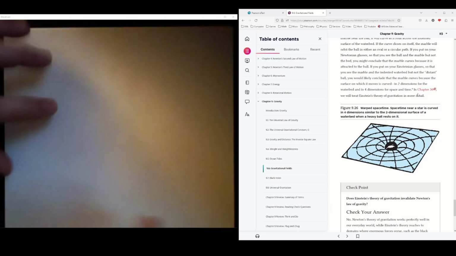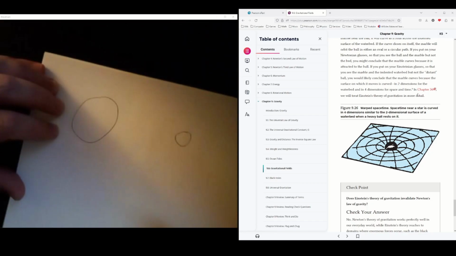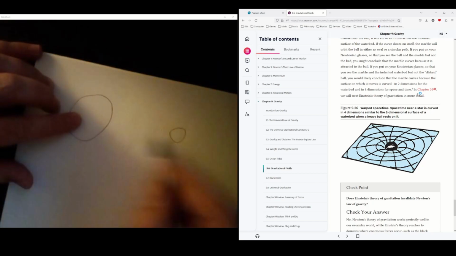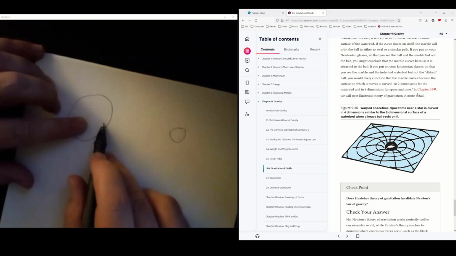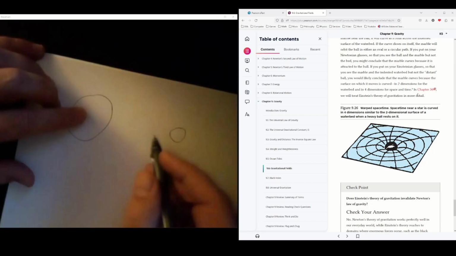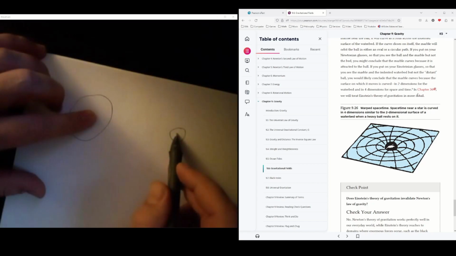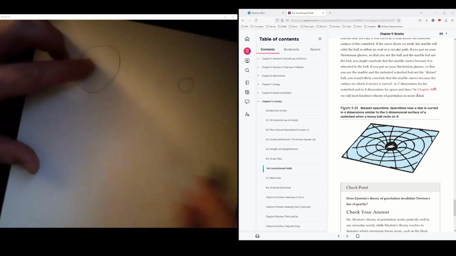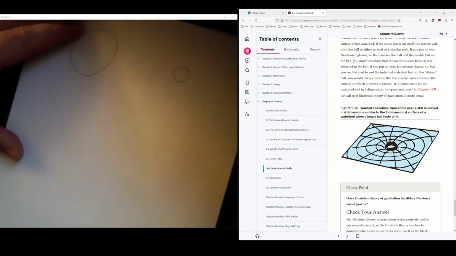So with Newton, we call this force an action at a distance. In other words, here's the Earth, here's the moon. There's nothing that connects them. This force of gravity is just some action that happens at a distance, even though there's nothing connecting them. Einstein's picture is completely different. And that's what they're showing here.